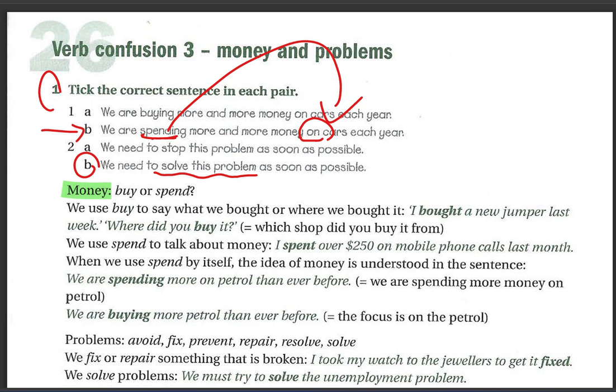Money. Buy or spend. We use buy to say what we bought or where we bought it. For example, I bought a new jumper last week. Where did you buy it?